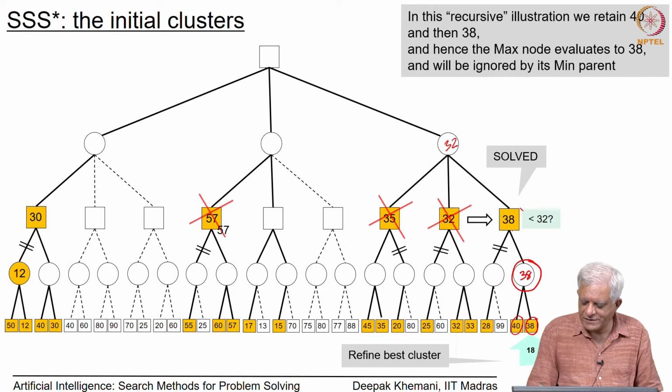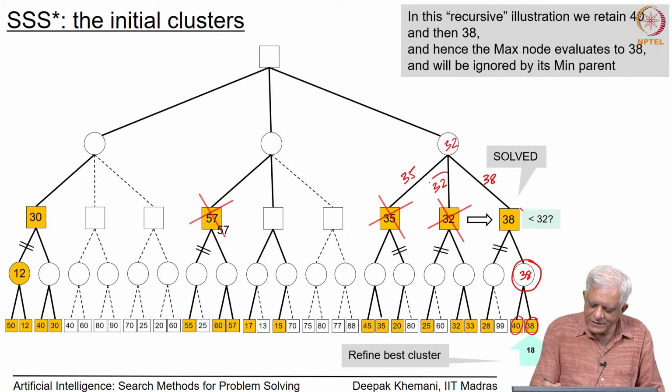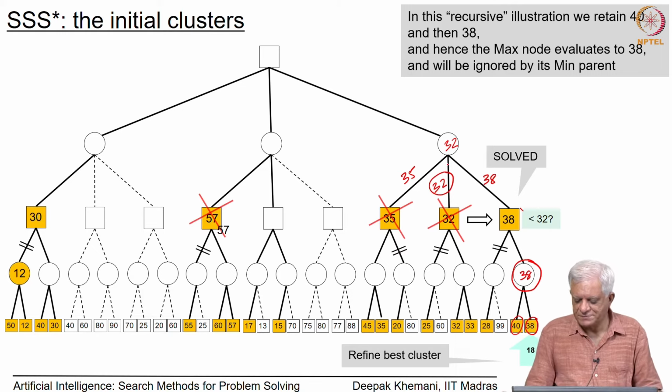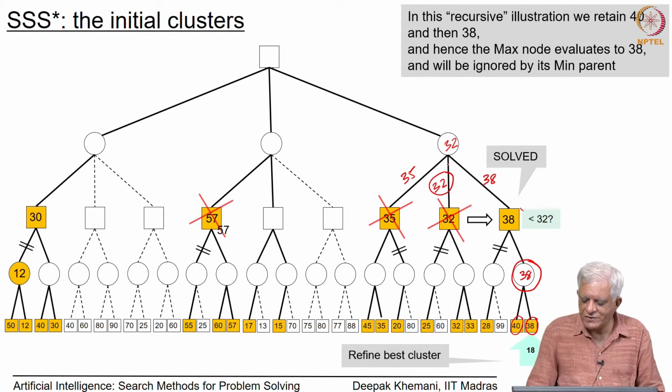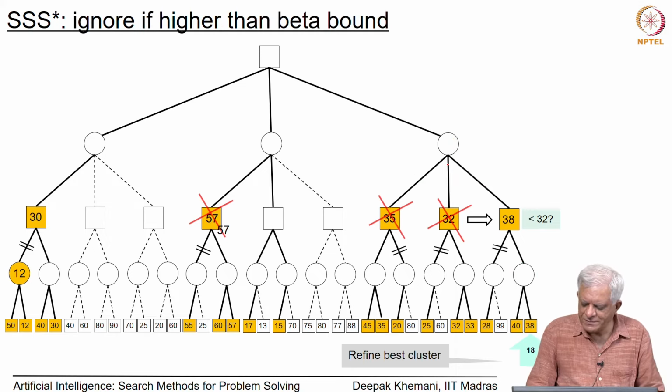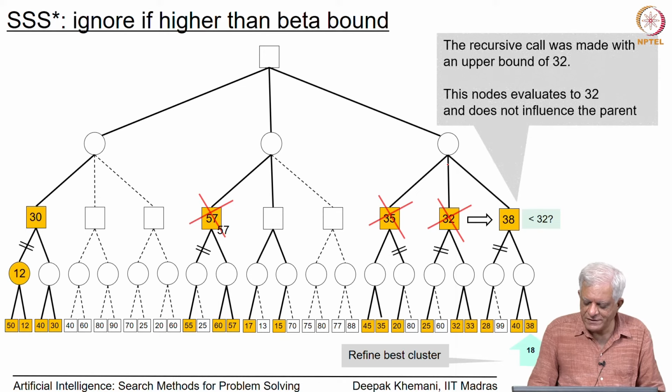Observe that it will not get a value of 38, because it is a min node, and of the other options that were available to us, 35 was available from here, 32 was available from here, 38 was available from here, it is going to choose 32 essentially. So, min would actually make the middle move in this case, but the minimax value of the min node would be 32, and because this is a min node which has become solved, its max parent also will become solved essentially.